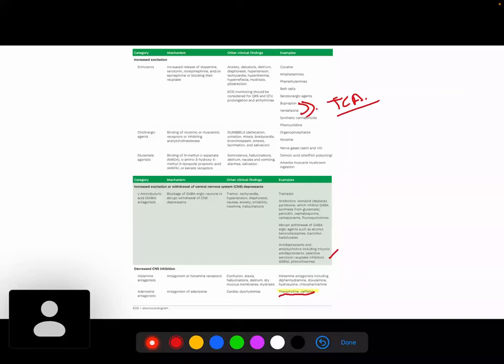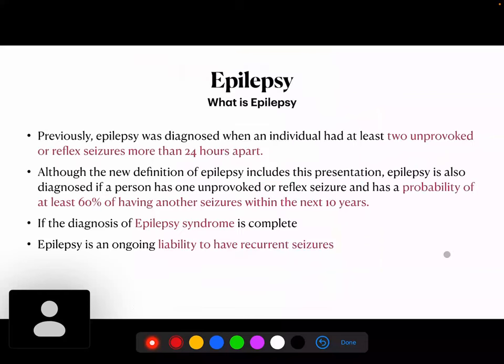And I only just got a patient today, anti-allergics, especially the older generation ones. They reduce the seizure threshold, and obviously antibiotics as well. I'm sure you guys are aware of many medications that can increase the likelihood of seizures. So you need to keep that in mind.